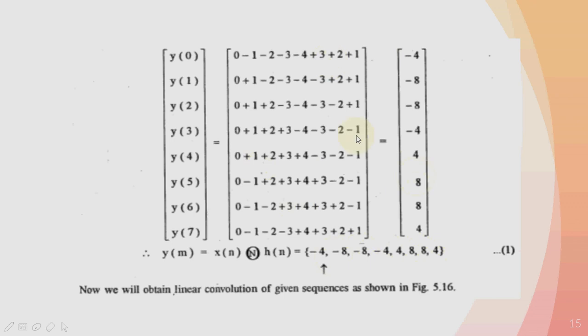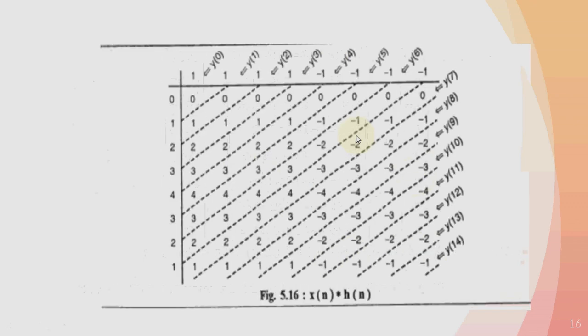So this is the circular convolution by the matrix method. You can use this same method, same sequence, for the linear convolution. This is the first sequence, that is 1 1 1 1 minus 1 minus 1 minus 1 minus 1, and this is the second sequence here, 0 1 2 3 4 3 2 1.